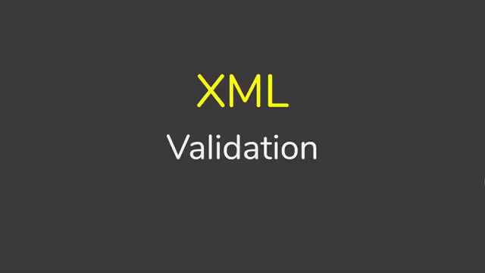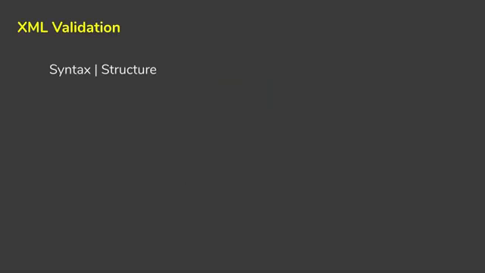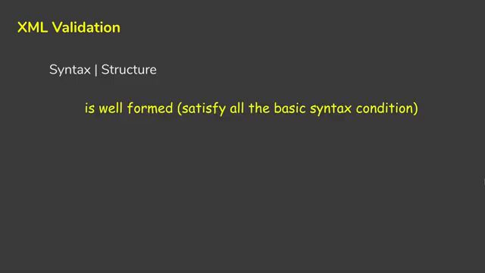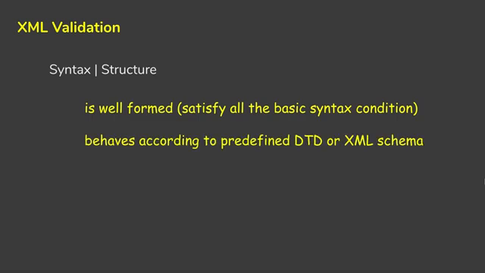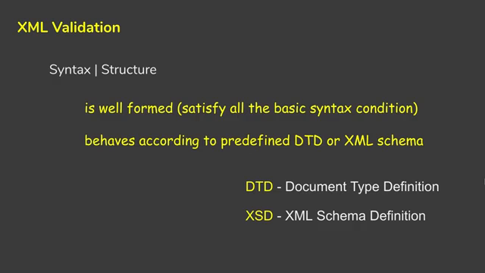Now if we talk about XML validation, when we talk about validation, we are validating the syntax and the structure of our XML message. So we check that the XML is well formed, that is, it satisfies all the basic syntax and rules and conditions, and then we can also check our XML against some predefined schema, which can be a DTD, that is document type definition, or can be an XSD called XML schema definition. In most of the cases, the creators or the developers of the XML will provide you this schema, and you will have to check your XML against this schema.